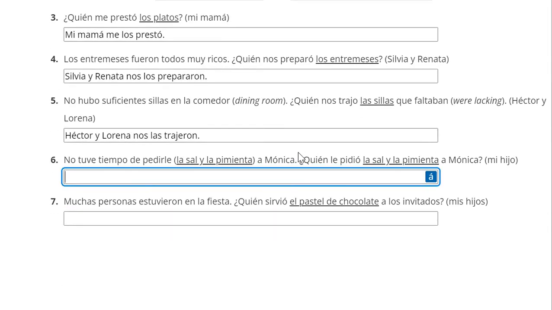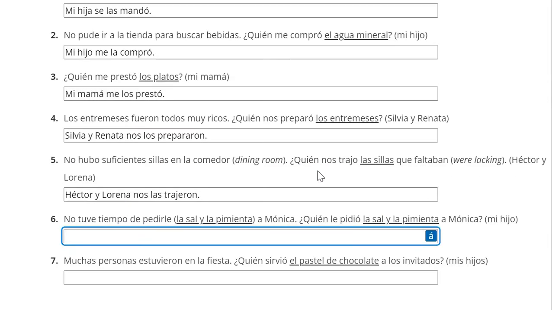Next up, and hopefully you're starting to recognize the pattern here. No tuve tiempo de pedirle la sal de la pimienta a Mónica. ¿Quién le pidió la sal de la pimienta a Mónica? So who asked for it? It's going to be mi hijo. Mi hijo is the one who asked for it.